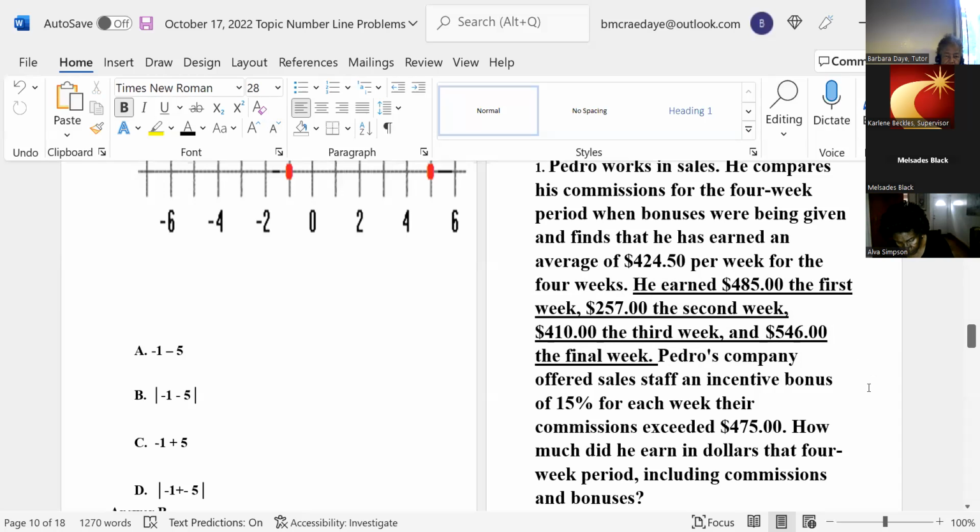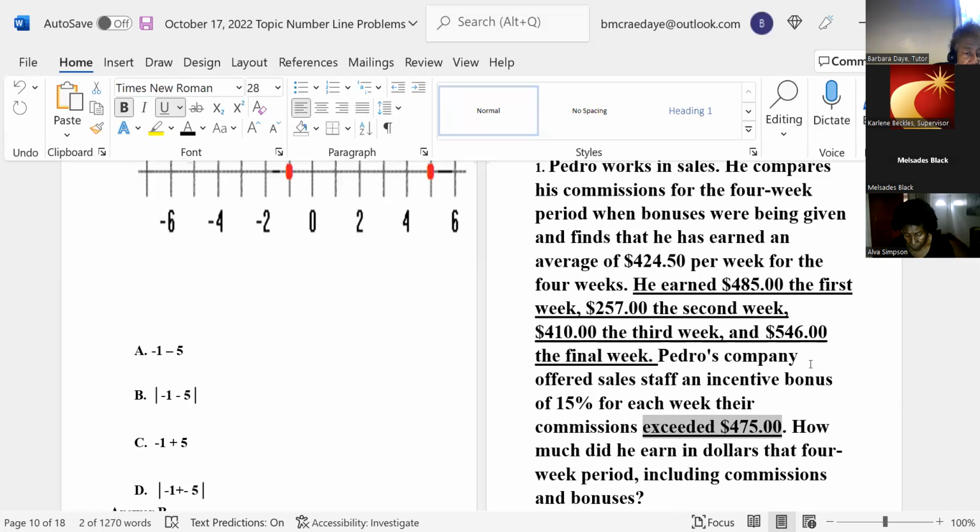The 4th week. There's more than one week, Albert. Did you look at them all? Which weeks did he earn more than the 475? The 4th week, he made 546. The third week? No, Michelle, that's 410. That's not over 475. Sorry, my question was, which weeks did he earn more than 475, Michelle?